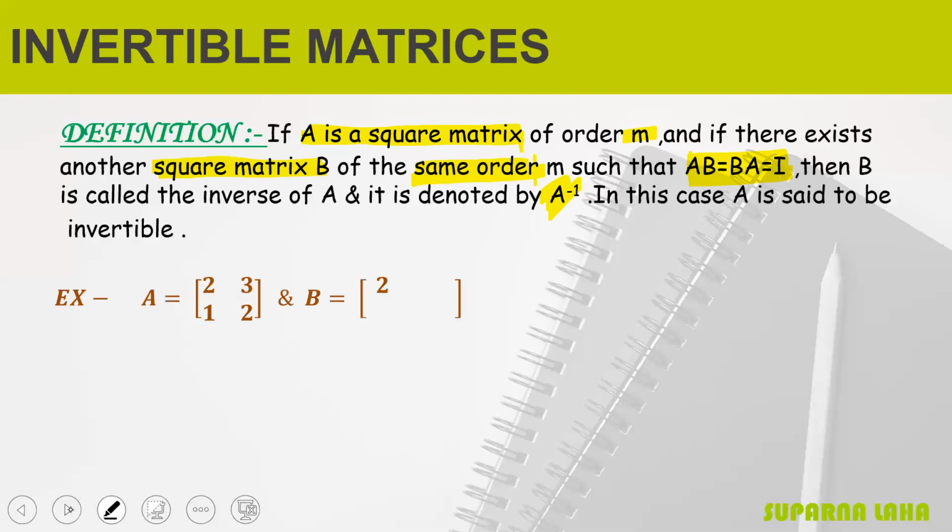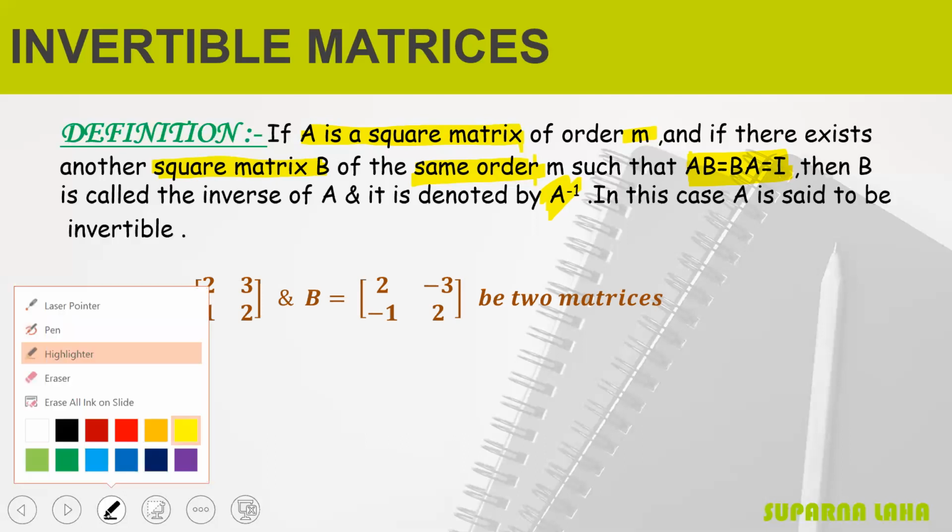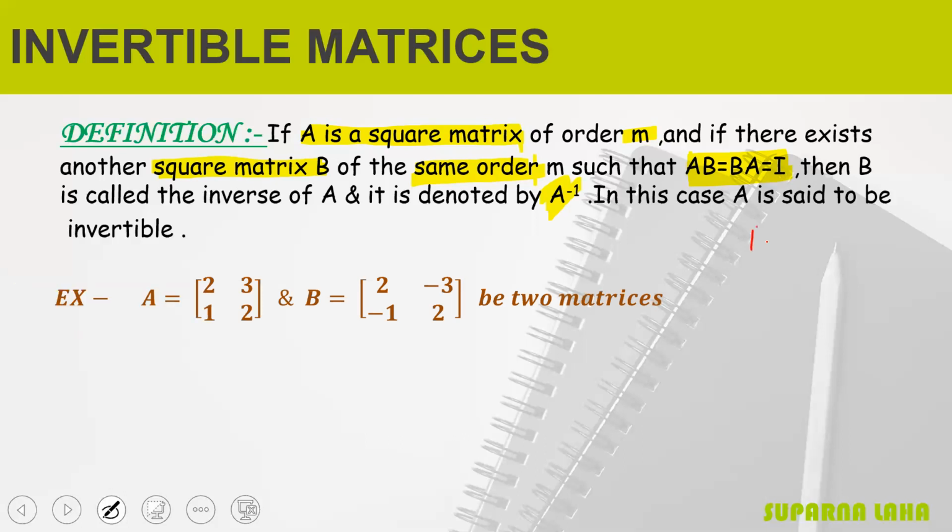Here I'm taking A as 2, 3, 1, 2 and B as 2, minus 3, minus 1, 2. These two matrices I have taken. The primary condition is a square matrix. Both are square matrices of the same order, 2 by 2. Now we need to check whether this condition holds or not: is AB identity, and is BA also identity? If we can show that they are identity, we can say B is the inverse of A.